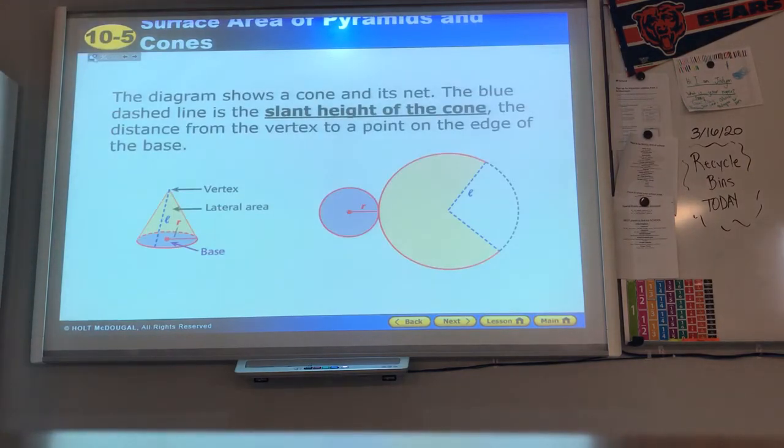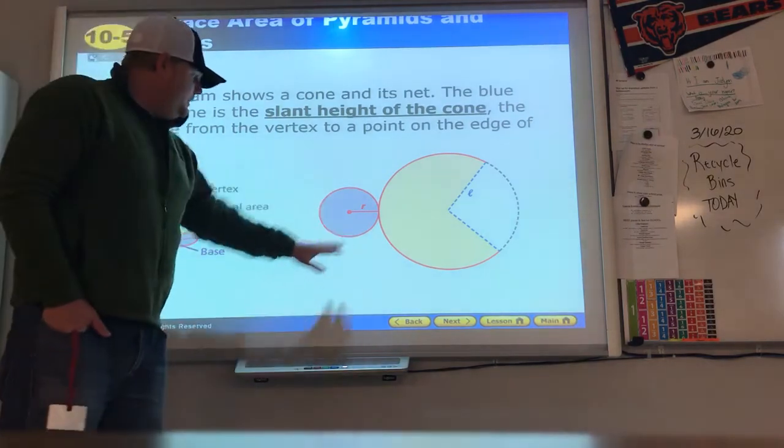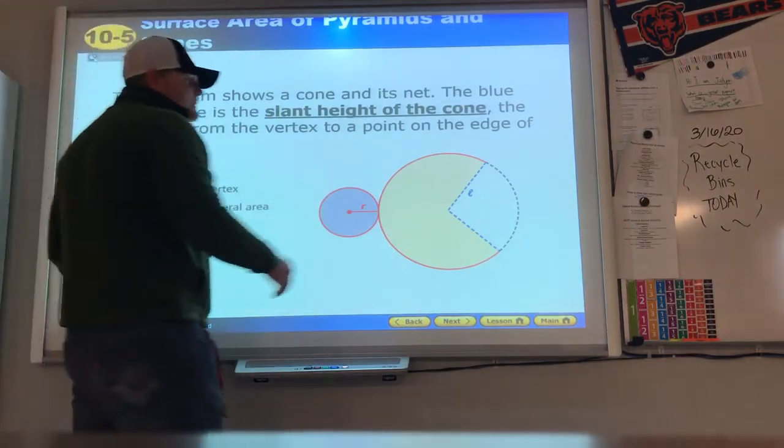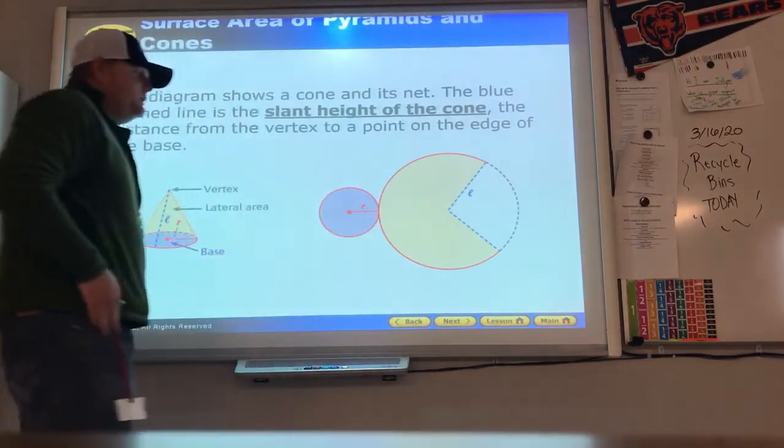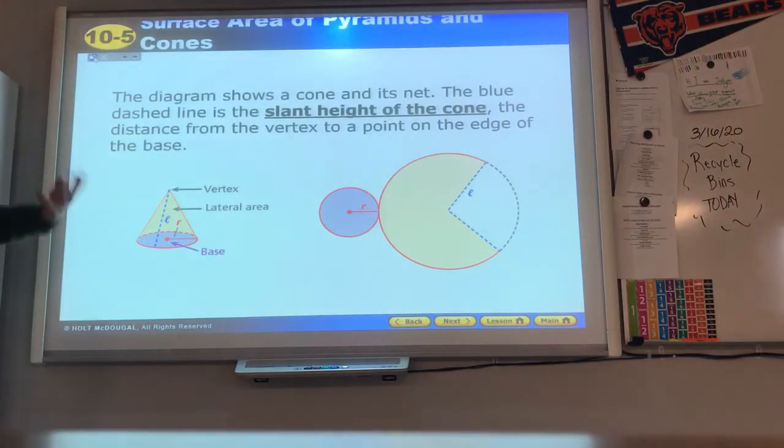Now, the diagram shows a cone and its net. The blue dashed line is the slant height of the cone. The distance from the vertex to a point on the edge. All right? So we have a circle that is the bottom. Then we have this Pac-Man-like shape, which you can see is 3/4 of a circle. So that will come into play.